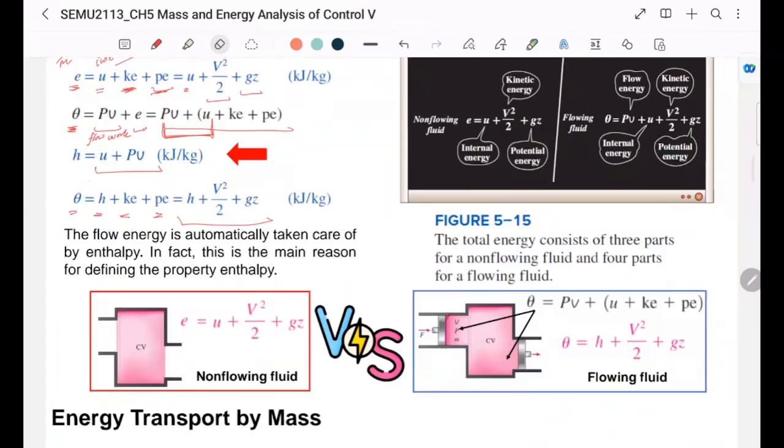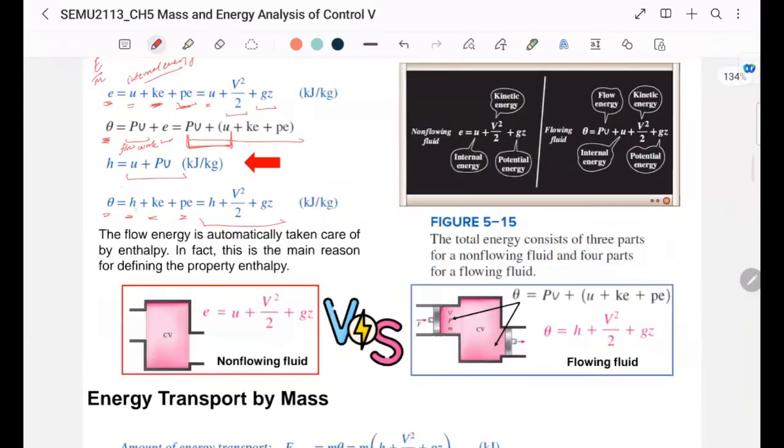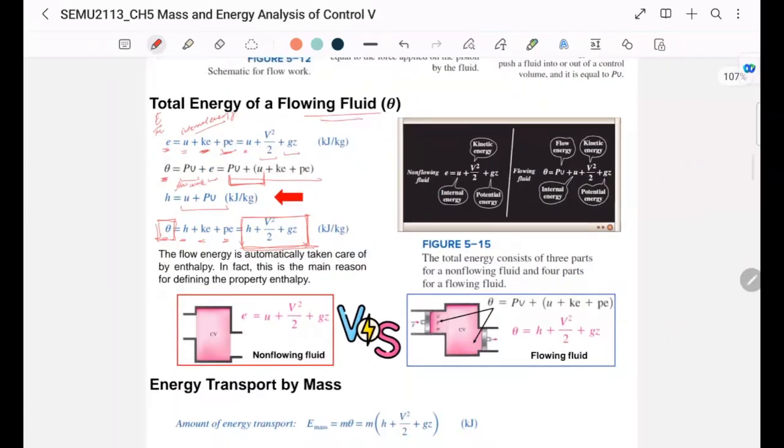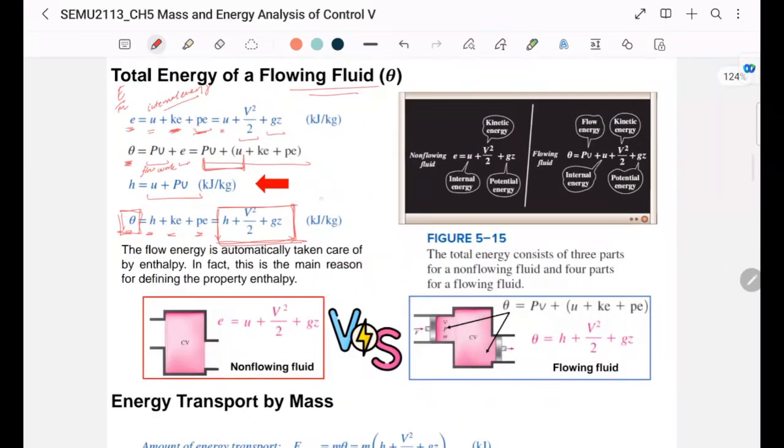Okay, right. So this is the total energy associated with the flowing fluid itself, which is the E mass that you see earlier.